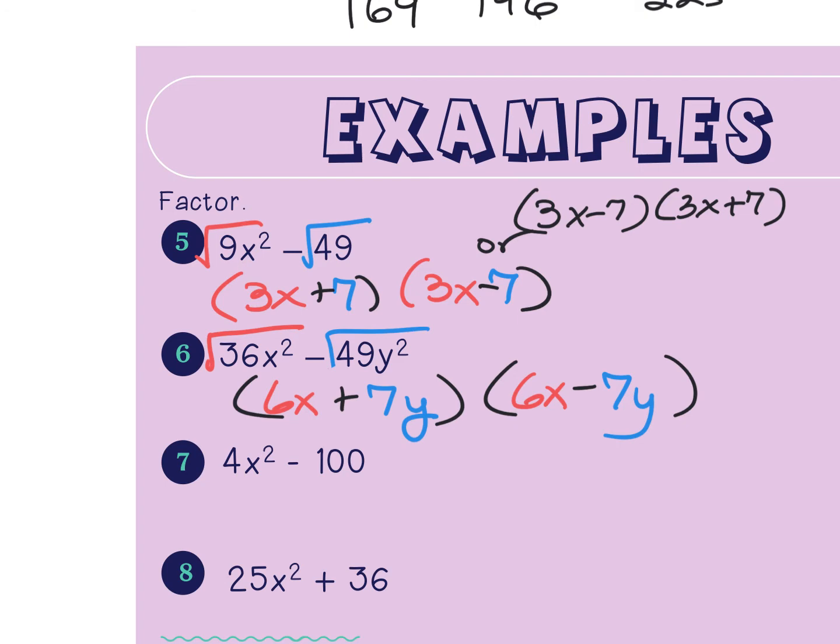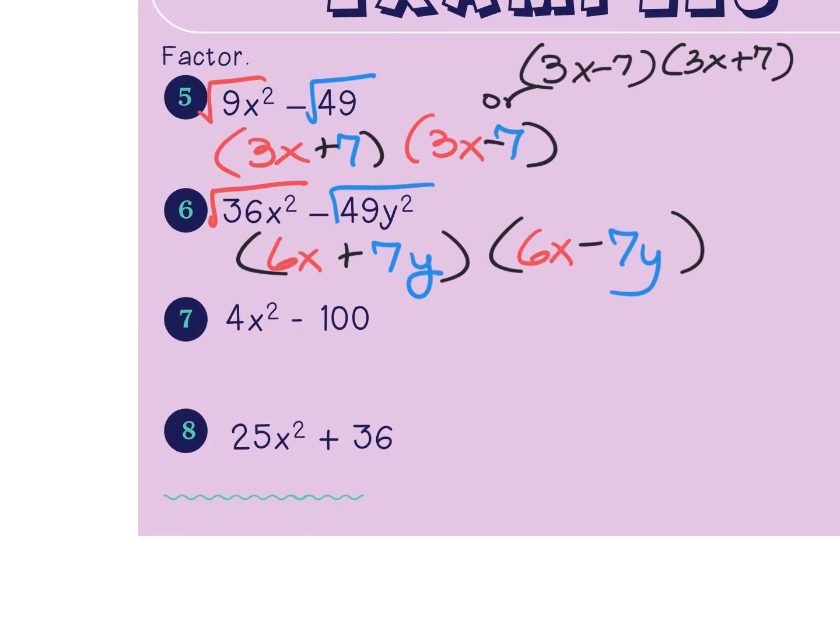And again, the order that you put the plus and the minus doesn't matter. Now the next one, you may take a look at that and say, wait a minute, 4 and 100 are perfect squares. Watch what happens. I'm going to do it the right way first, and then I'm going to do it the wrong way. So the right way is to look for a GCF first. The greatest common factor between 4 and 100 is 4. So I need to divide both of these by 4 first. And then I get x squared minus 25.